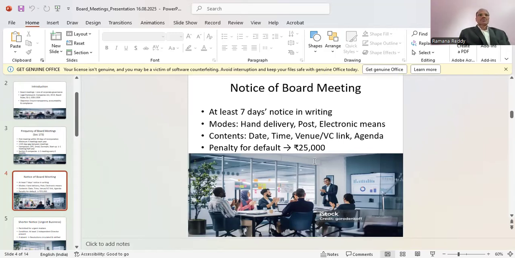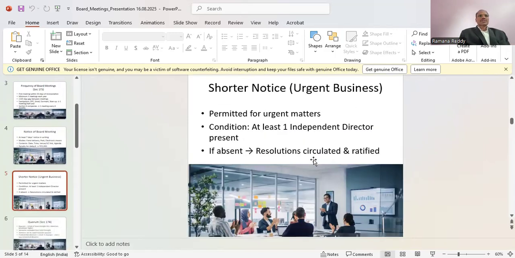And we also discuss shorter notice consents. Shorter notice for urgent business is permitted. The meeting can be called on shorter notice on an urgent basis, provided at least one independent director, if applicable, is present.